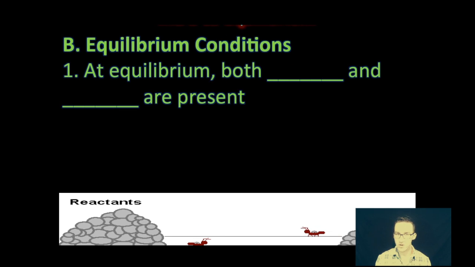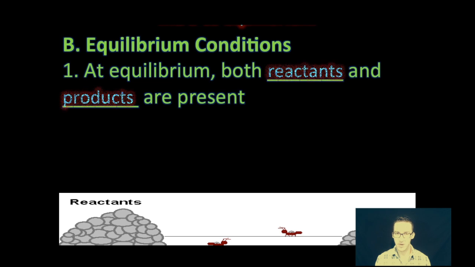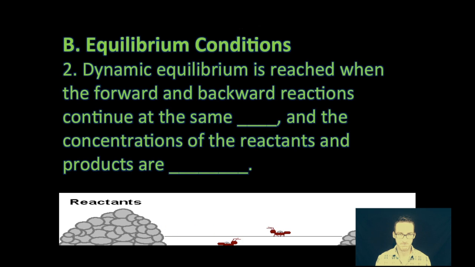Now, when you think about a reversible reaction, or a reaction that is at equilibrium, you essentially have both reactants and products present. Again, in these types of reactions, you can have both the forward and reverse reactions. So at equilibrium, you can have both your reactants and products that you have expressed in your equation. Dynamic equilibrium is then reached when the forward and reverse reactions continue at the same rate, and the concentrations of those reactants and products are constant.